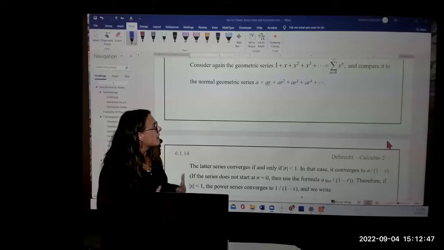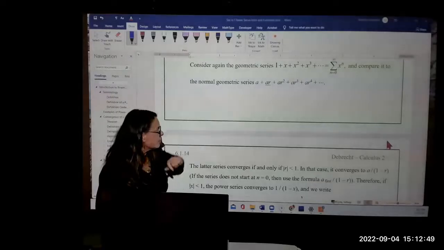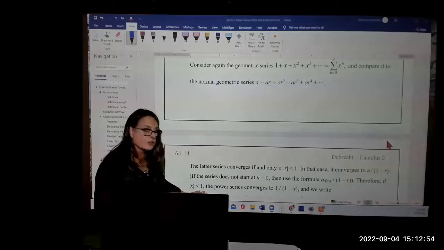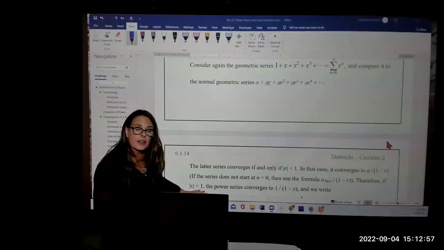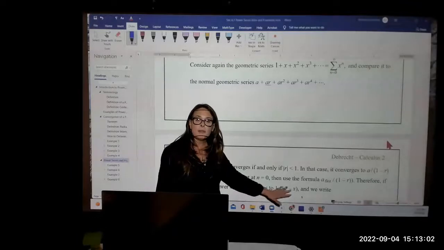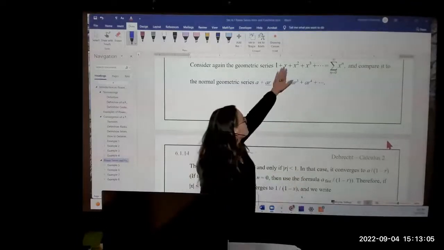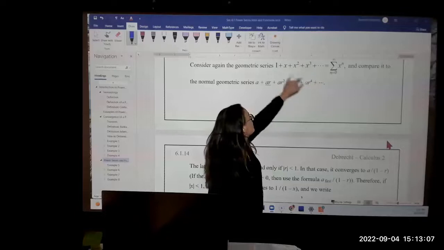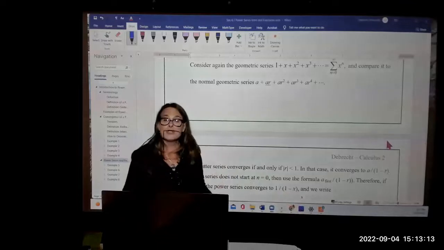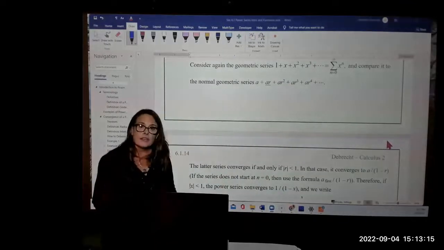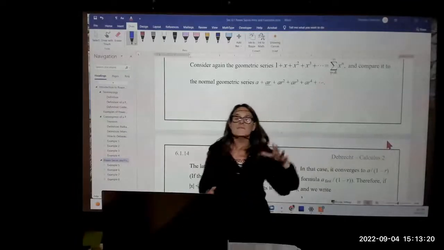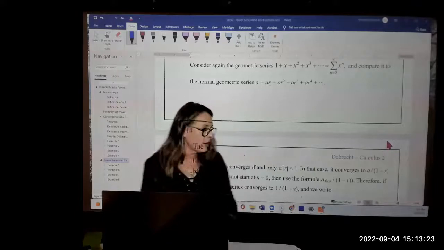Now, if we use that idea to represent the other one and compare it to the other one, then we know that it will converge, the first one, as long as the magnitude of x is less than 1, and it will converge to its first term divided by 1 minus its r. But its r is the variable x, and the first term is 1. So it converges to 1 over 1 minus x, which is a function. So on the interval of convergence, this series converges to a function 1 over 1 minus x.